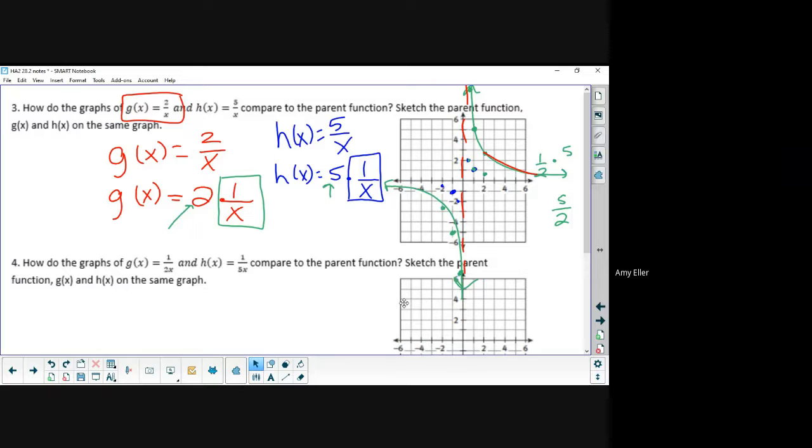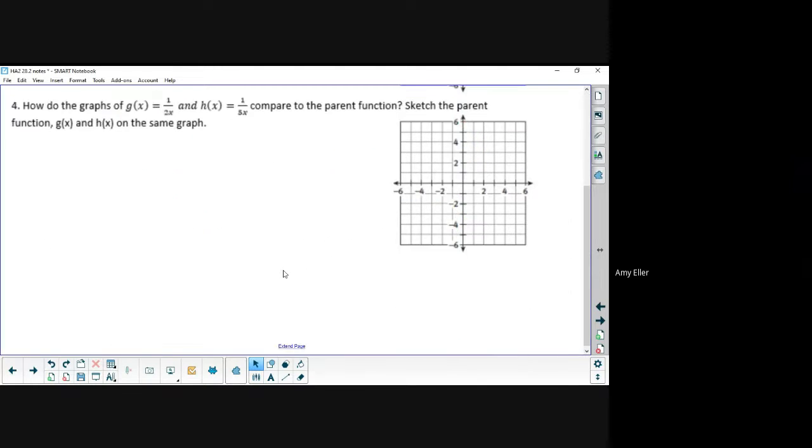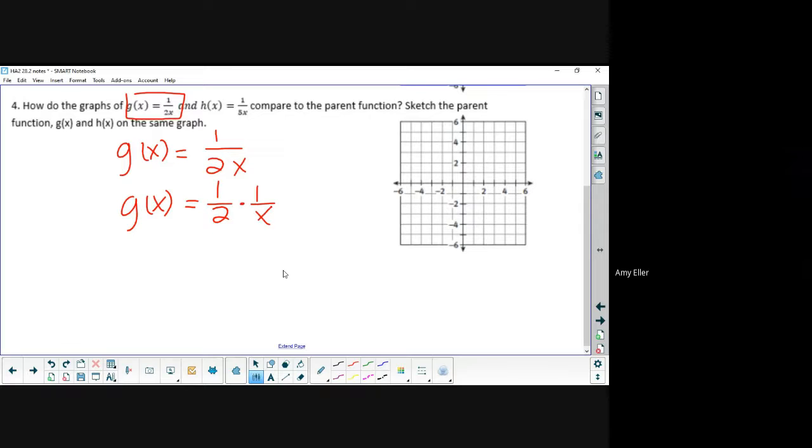Let's take a look at number 4. We have, again, 2 graphs. We'll just do one. g of x says 1 over 2x. If it helps you, write the number separate from the parent function. We are not going to graph if we can understand what it's going to look like.